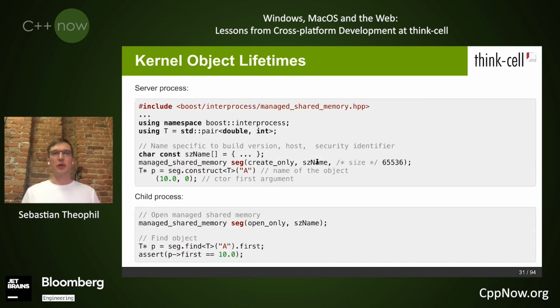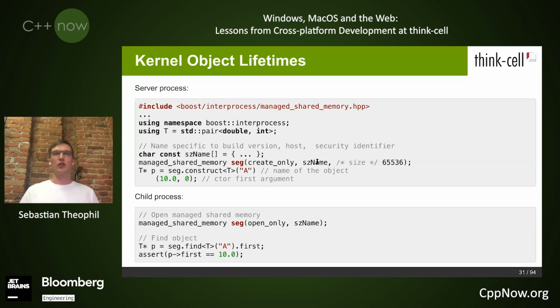Now, a little code snippet, how does that look like? Let's say you have a server process and that will create a shared memory segment with a given name. That name should be very specific, might be specific to the version of your software, to your current host, to your security identifier, because that shared memory object might live in a global namespace. So you want that name to be specific.